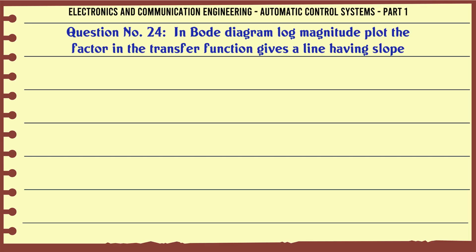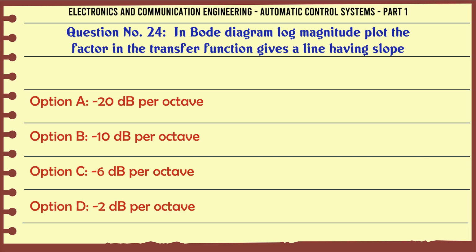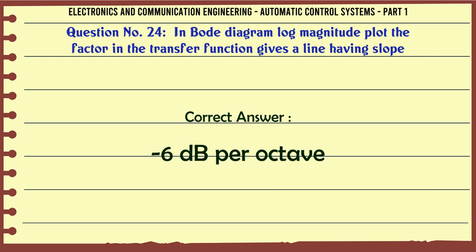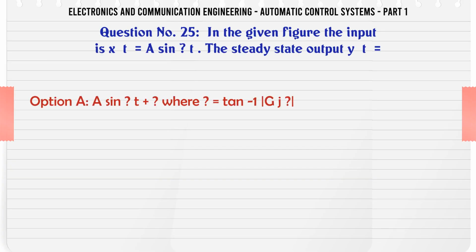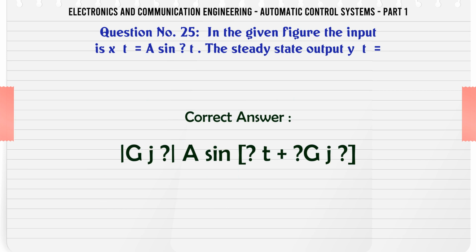In Bode diagram, log magnitude plot, the factor in the transfer function gives a line having slope: A, 20 dB per octave; B, 10 dB per octave; C, 6 dB per octave; D, 2 dB per octave. The correct answer is 6 dB per octave. In the given figure, the input is x(t) = A. The steady state output y(t) is: A, tan 1 gj; B, gj A gj; C, gj A gj; D, A gj. The correct answer is gj A centi gj.